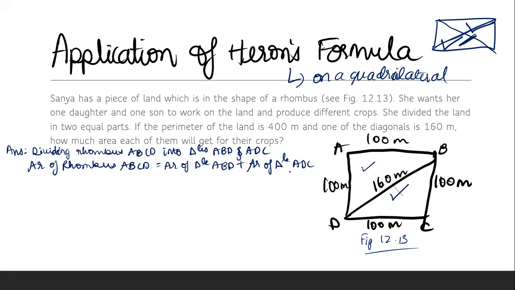So guys, to find out how much area each of them will get for their crops, we just need to find out the area of one triangle. They're asking how much area, meaning definitely we have to find out the area. If I find out the area of one triangle, let's say ABD, I don't need to find out the area of the next triangle.